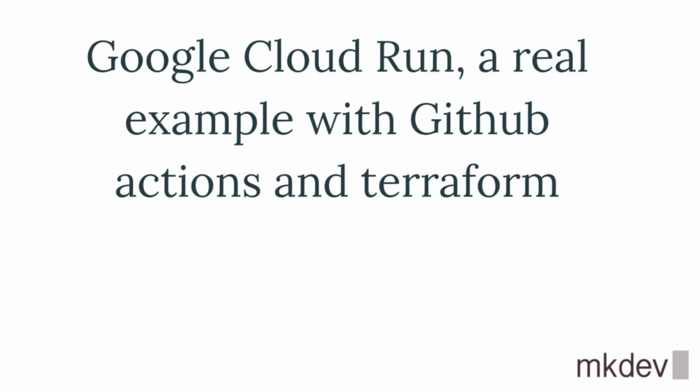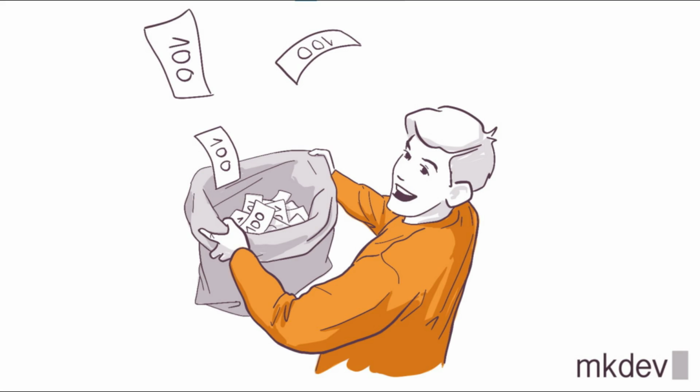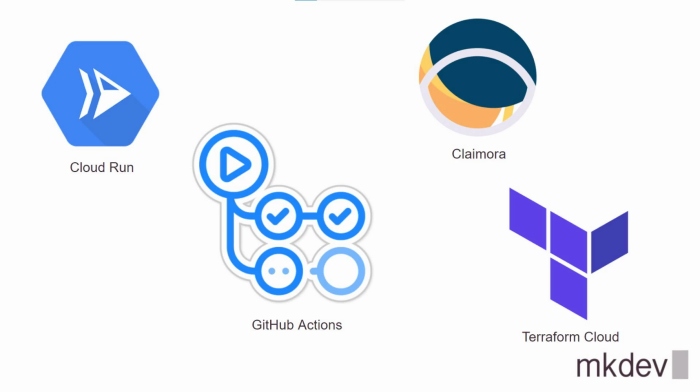Today we're going to see a real example. We are going to see how to deploy an application in Cloud Run in Google Cloud. Today we're going to learn how to save cost and create a continuous integration and a continuous deployment pipeline with GitHub Actions and Terraform Cloud.